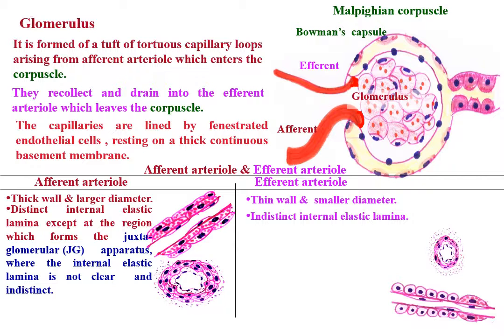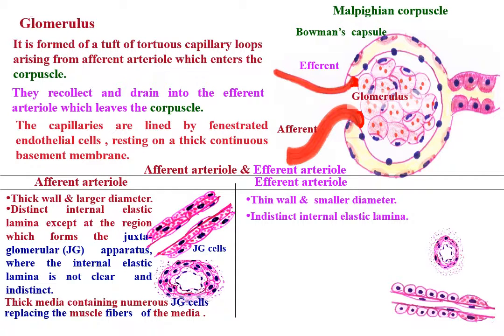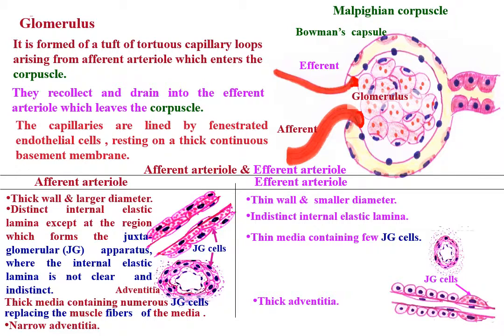The afferent arteriole has a thick media containing many juxtaglomerular cells replacing the muscle fibers of the media. On the other hand, the efferent arteriole has a thin media as it contains a small number of juxtaglomerular cells. The afferent arteriole has a narrow adventitia. On the other hand, the efferent arteriole has a thick adventitia.